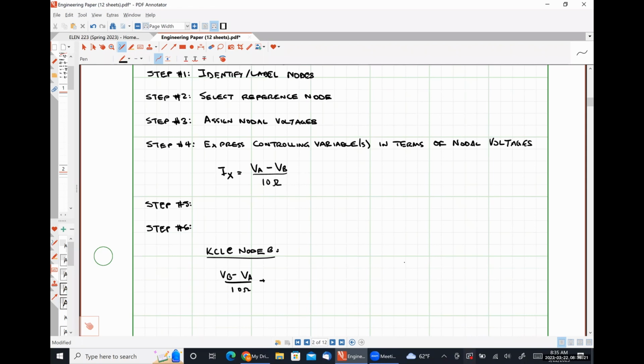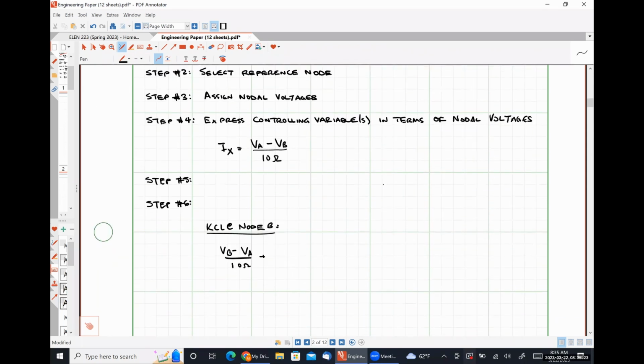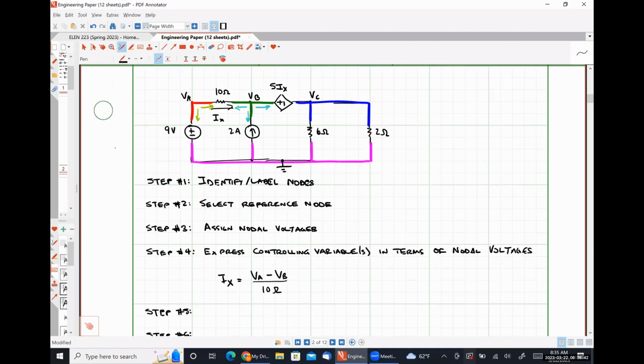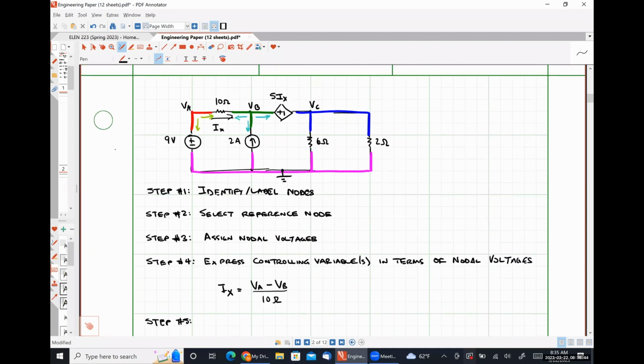Plus, or actually minus 2 amps. And then plus what I'm going to call I dependent from left to right. So that just represents the current flowing through my dependent source from left to right. Okay. Because I have a voltage source here, there's literally no way that I can express it in terms of my nodal voltages. So I've introduced another variable, which might be problematic.